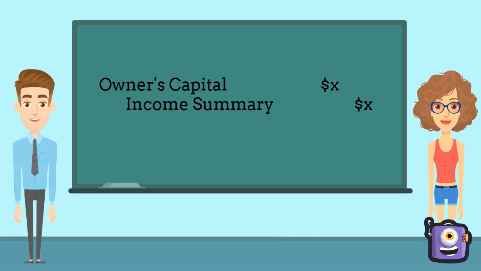If the income summary account has a debit balance, this is considered to be a net loss. To close the income summary account to our owner's capital account, we would need to follow the journal entry on the blackboard. When the income summary account has a debit balance, it means the company earned a net loss. In this case, we would need to credit the income summary account to reduce its balance to zero.